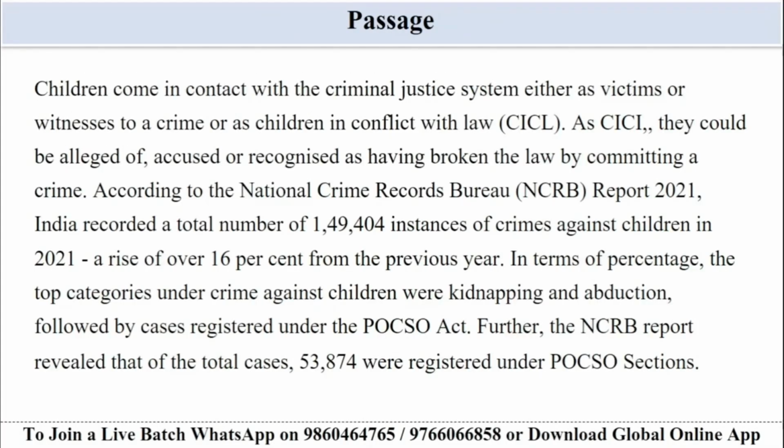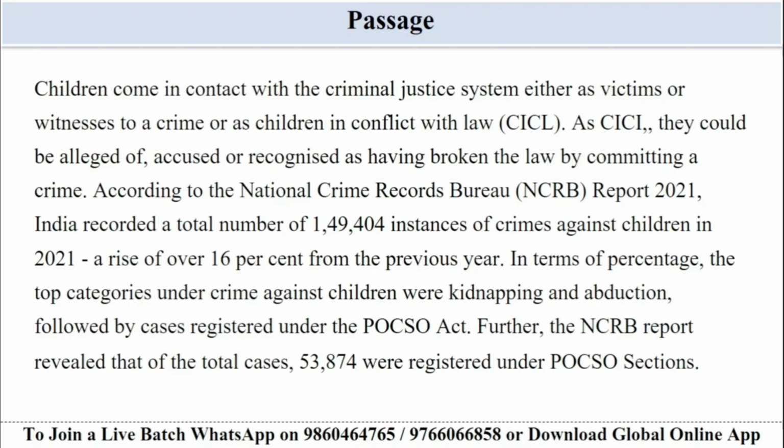The passage discusses how children interact with the criminal justice system, either as a victim or a witness, or as children in conflict with the law. It also highlights recent data from the National Crime Records Bureau, the NCRB report 2021, showing trends in crime against children in India, especially in categories like kidnapping, abduction, and cases under the POCSO Act. The passage further explains the main objective of the criminal justice system, which includes deterrence and punishment of offenders. Finally, it details the risks children face when involved with the criminal justice system, including trauma, abuse, and limited opportunity.